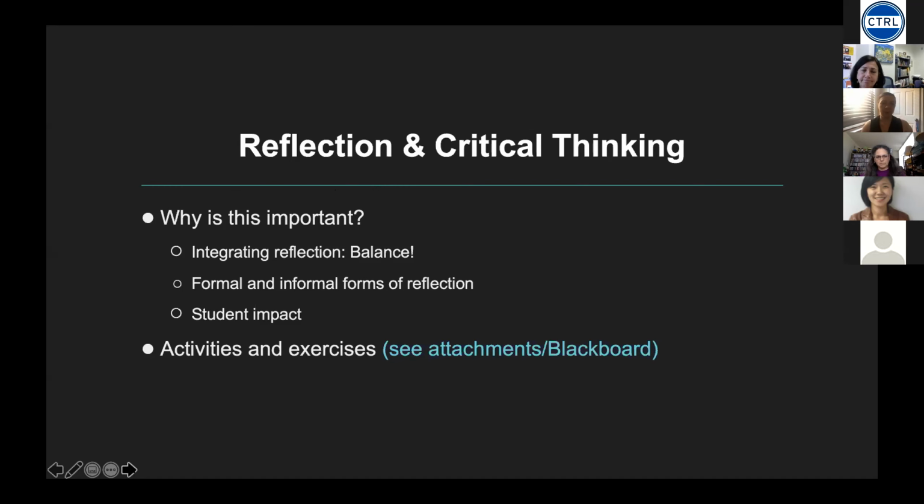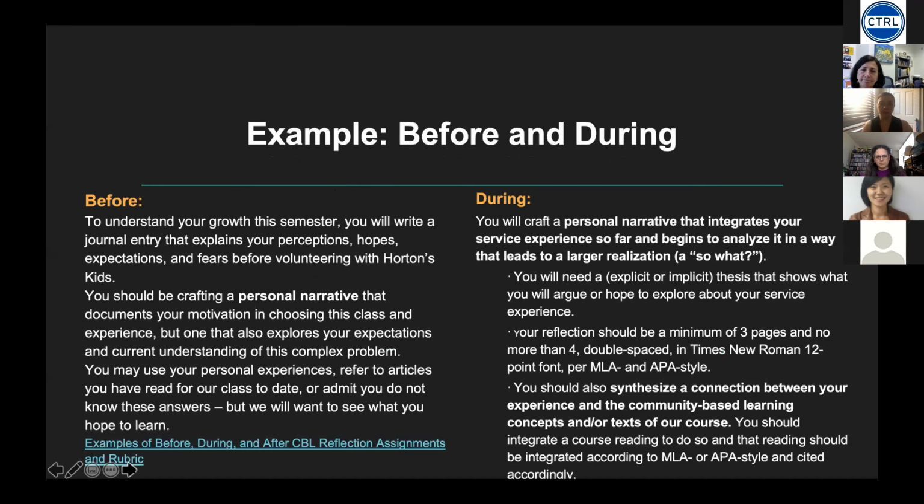Agreed. Okay, so next couple of slides, we have some examples. In my writing class and CP, I have students do a before, during, end reflection. These are sort of like journal entries. They have to include 1 to 2 CBL concepts. So course reading, a podcast, something we've specifically talked about in class, their CBL experience, a co-curricular, something to that effect.